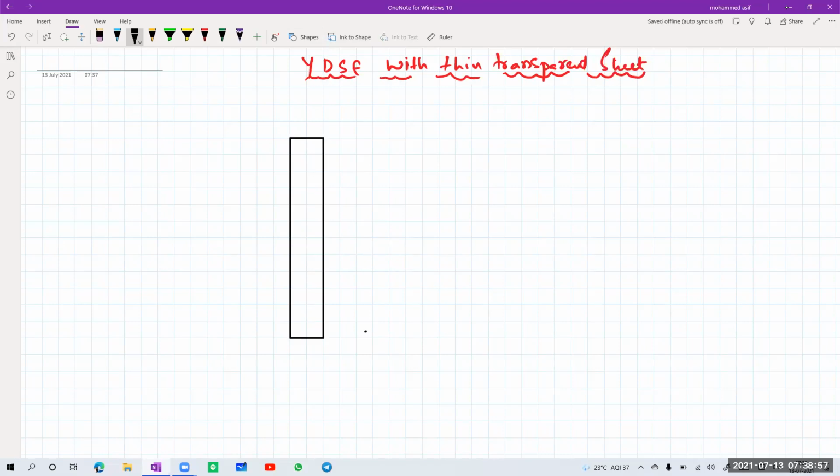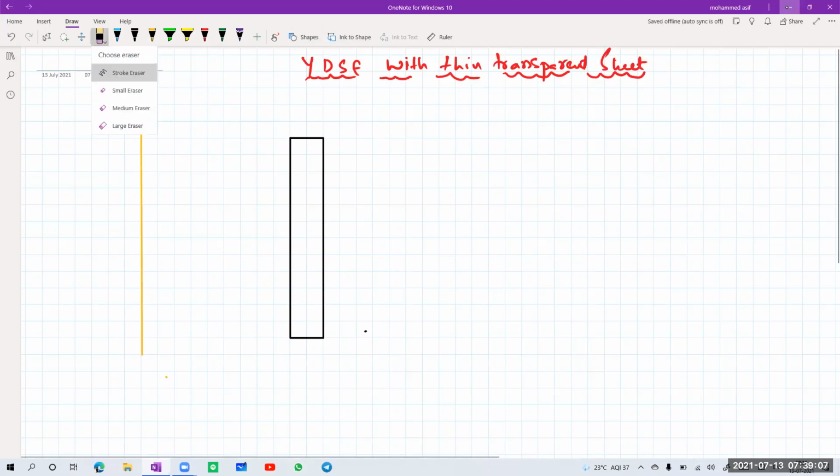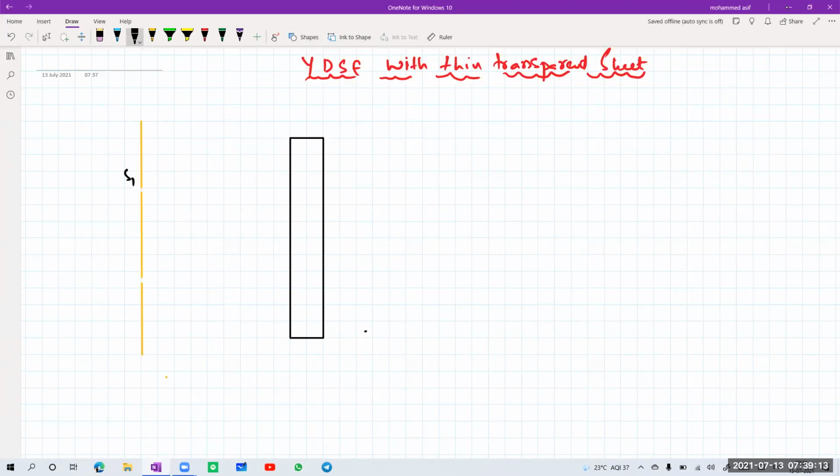This is the screen. And here is a source in front of this one. From here, there is a source S1, and this is a source S2, and this is a parent source S. From this, the wavelets are coming like this. And this one is your central maximum.